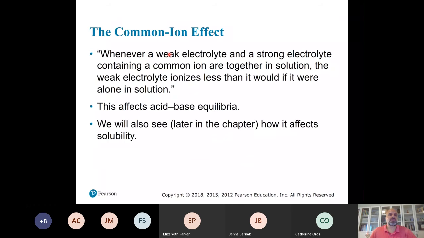So this is known as the common ion effect. Whenever a weak electrolyte and a strong electrolyte containing a common ion are together in solution, the weak electrolyte ionizes less than it would if it were alone in solution. And this affects the acid-base equilibrium, obviously. So we'll also see later in the chapter how it affects solubility. So we'll talk about solubility later on. But right now we're going to focus on the equilibrium and the reaction.